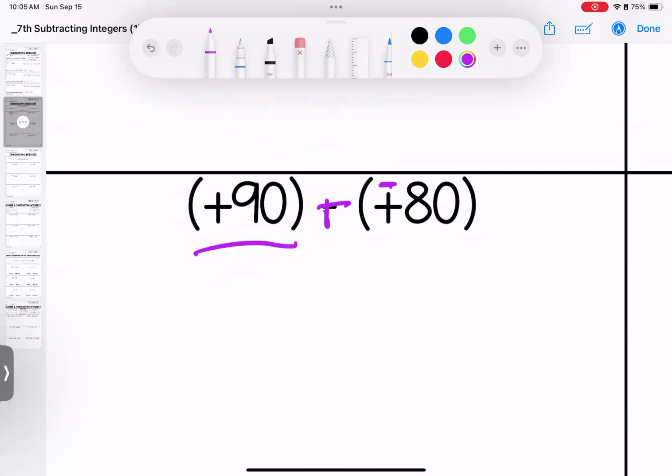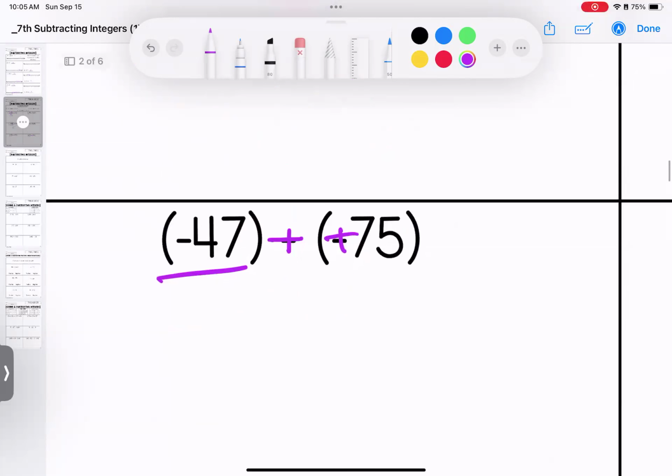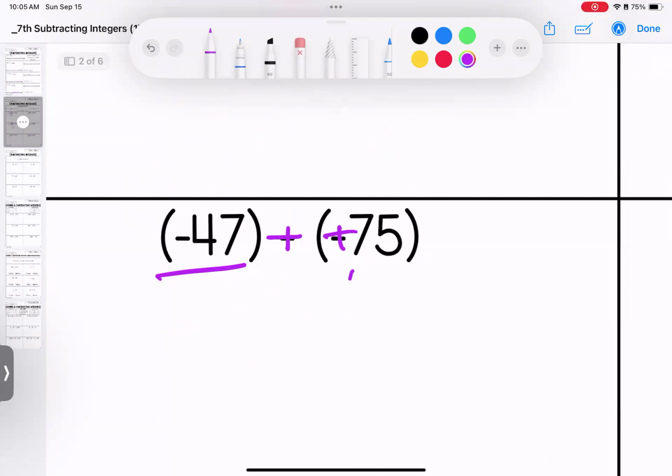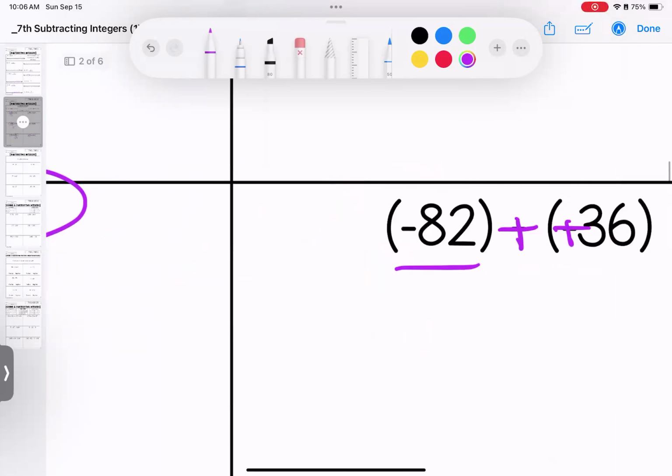Different signs, difference. 90 minus 80 is 10. That 10 is positive because the bigger number is positive. Different signs, difference. Gonna set them up for subtraction. Don't forget to borrow. We can have that conversation with ourselves. If I have 5, can I give you 7? No, but I know where to go. I end up with positive 28. Positive because the bigger number here is positive.